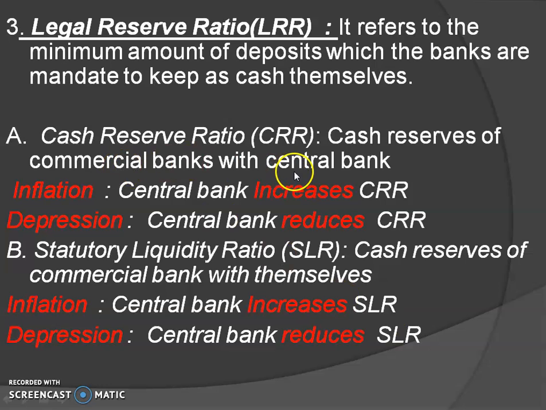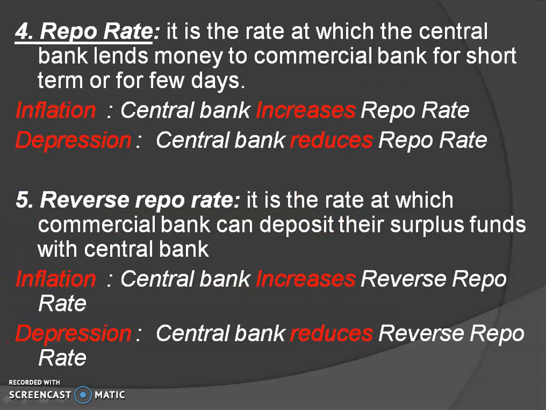So cash reserve ratio means cash reserves of commercial banks with central bank. Then statutory liquidity ratio means cash reserves of commercial banks with themselves. Okay. Then the next is repo rate. It is the rate at which the central bank lends money to commercial banks for a short period or short term, or for a few days. That is known as repo rate.